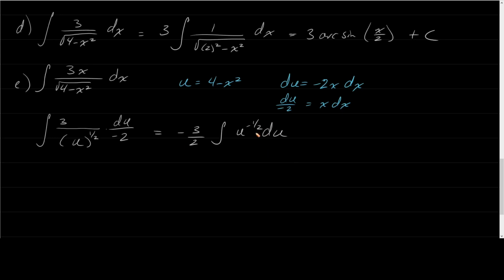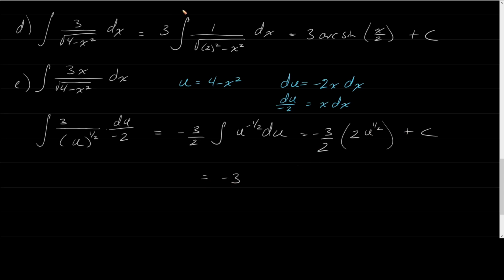So we add 1 to the exponent, so we still have negative 3 halves. Negative 1 half plus 1 is positive 1 half. Divide by the new exponent means multiply by the reciprocal. And then we have that plus c, giving us our final answer of negative 3, right?